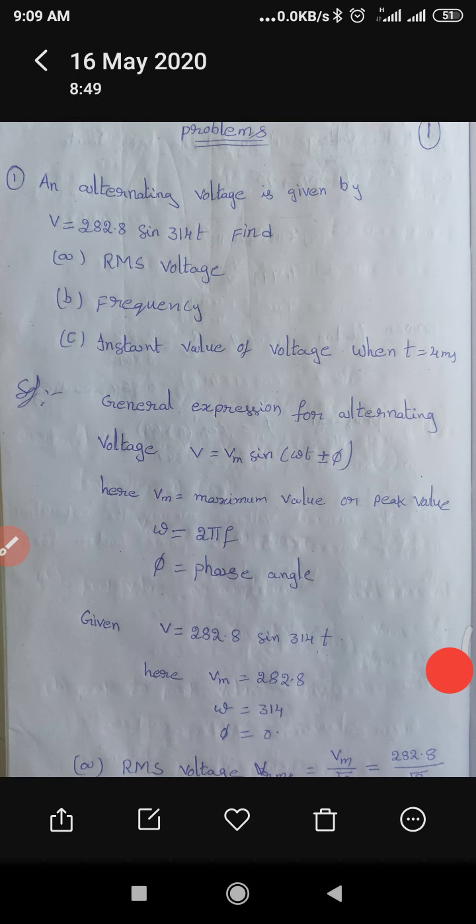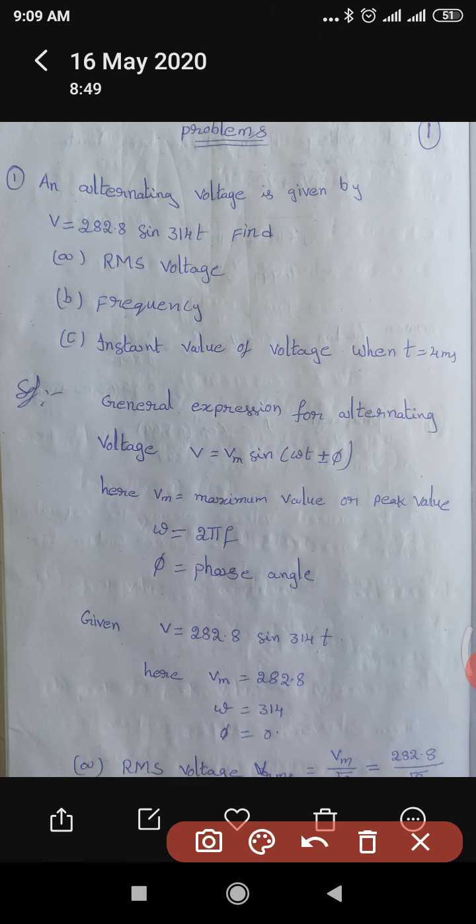Here we have to find out the RMS voltage and frequency of the network, and what is the value of the voltage at t is equal to 4 milliseconds. So let us see how to solve this problem.